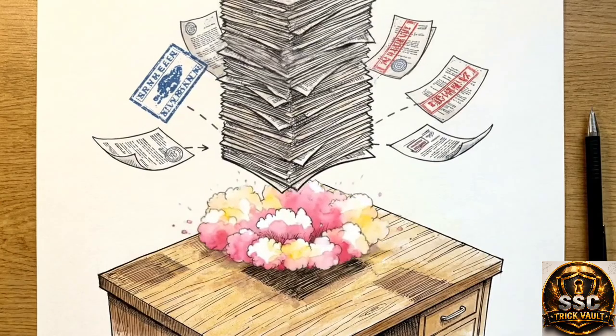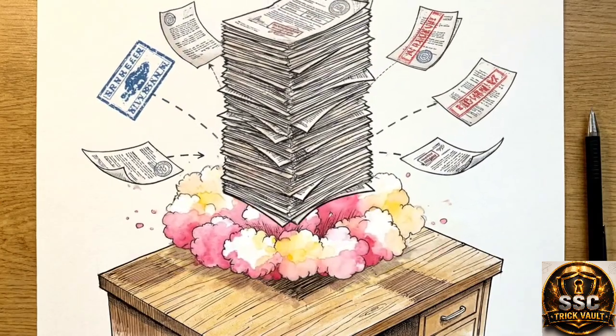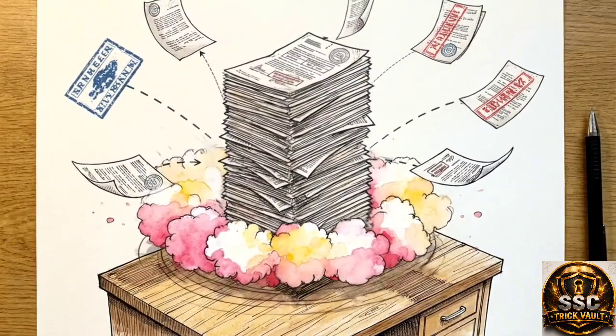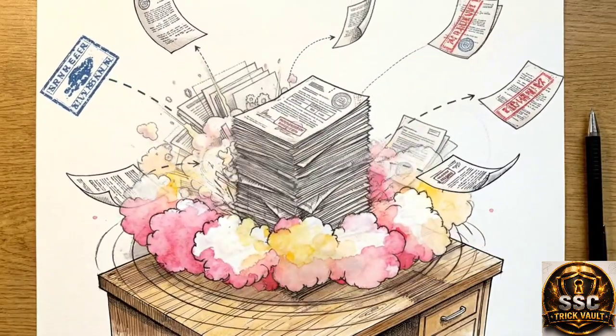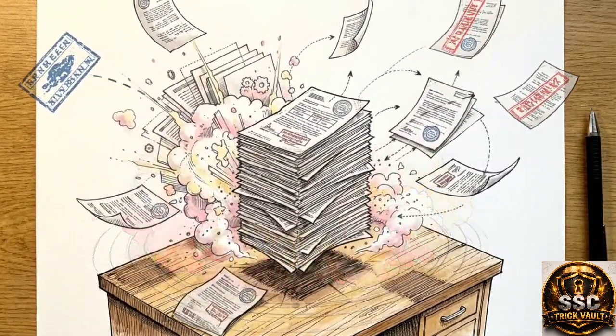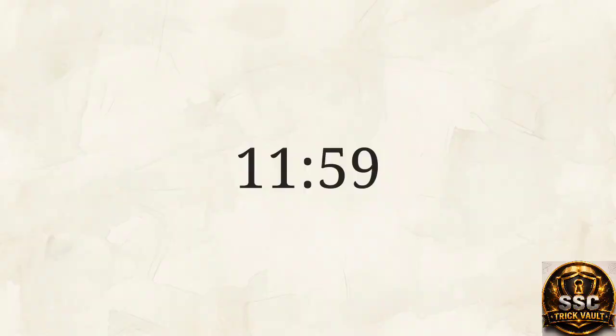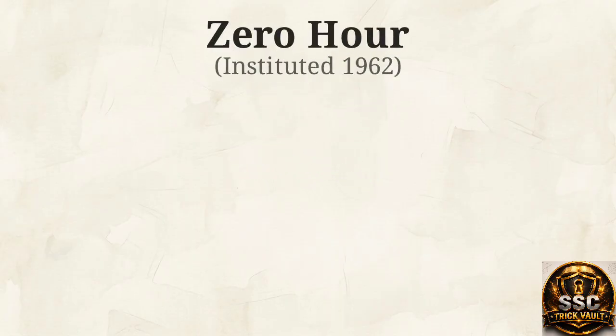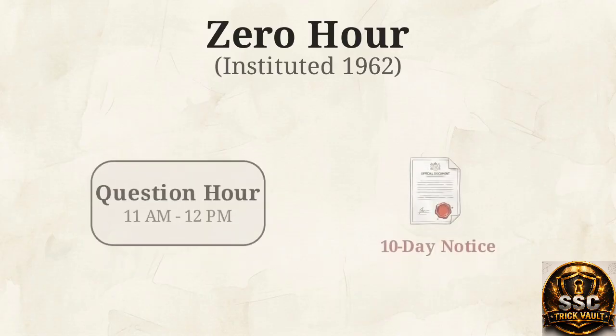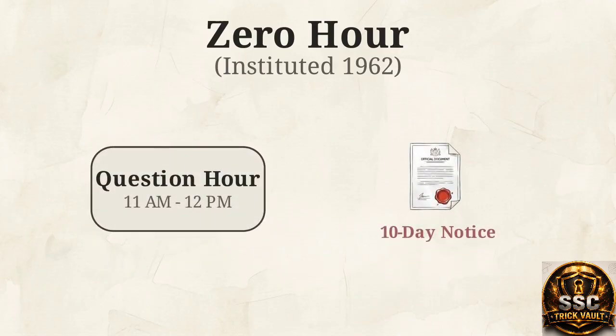This color-coded, highly structured categorization forces the executive branch to systematically prepare data and defend its policies on the public record every single morning. When the clock ticks to noon, the procedural environment shifts entirely. This 12 p.m. to 1 p.m. block is called 0 hour. It is a completely indigenous Indian parliamentary innovation that was instituted in 1962.